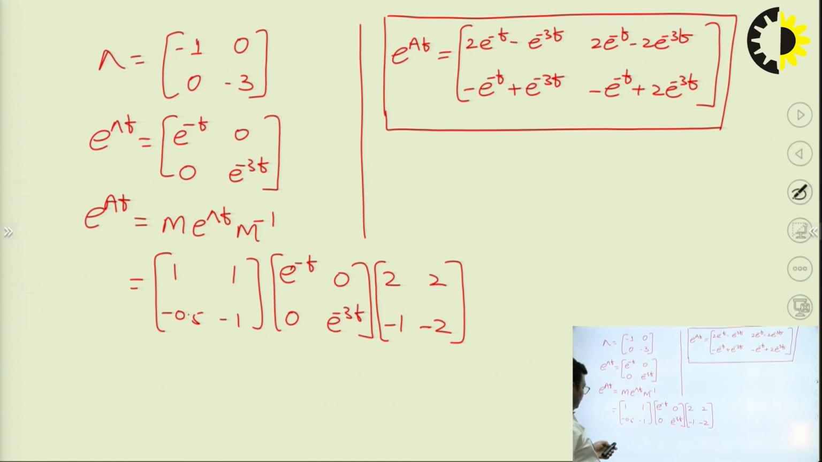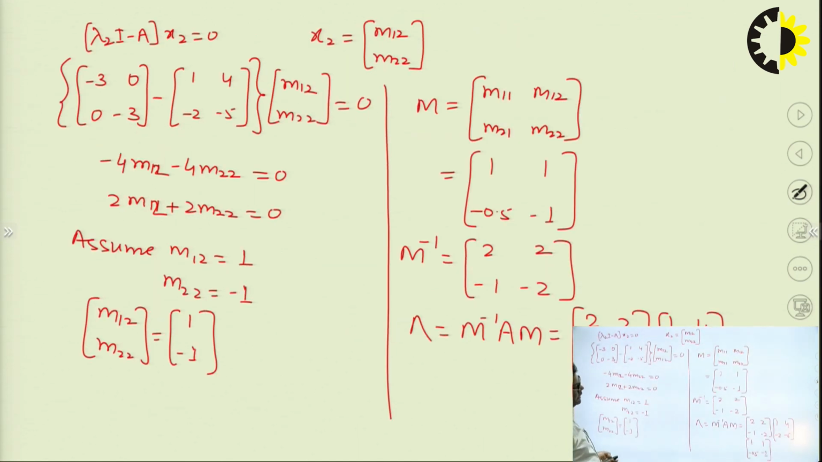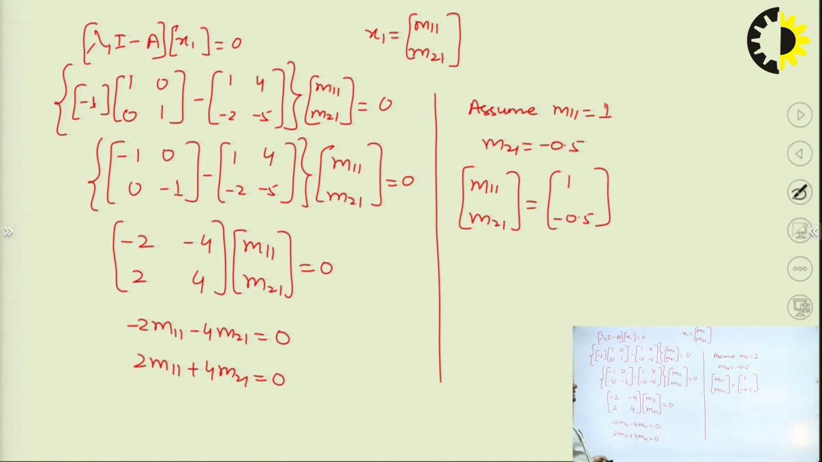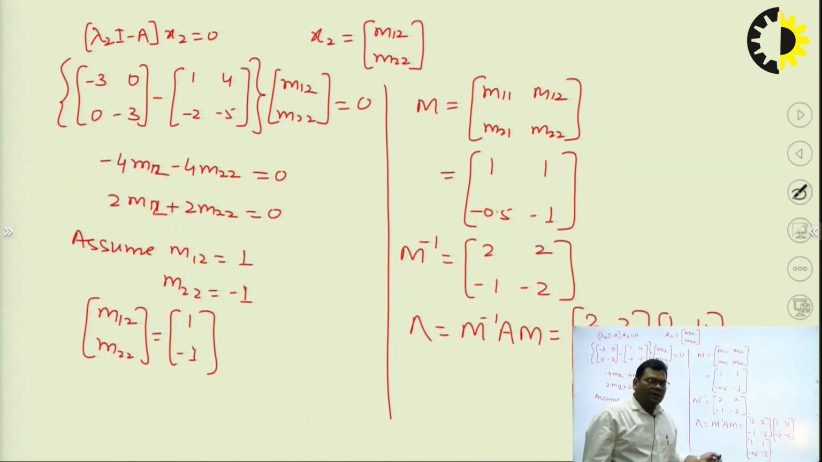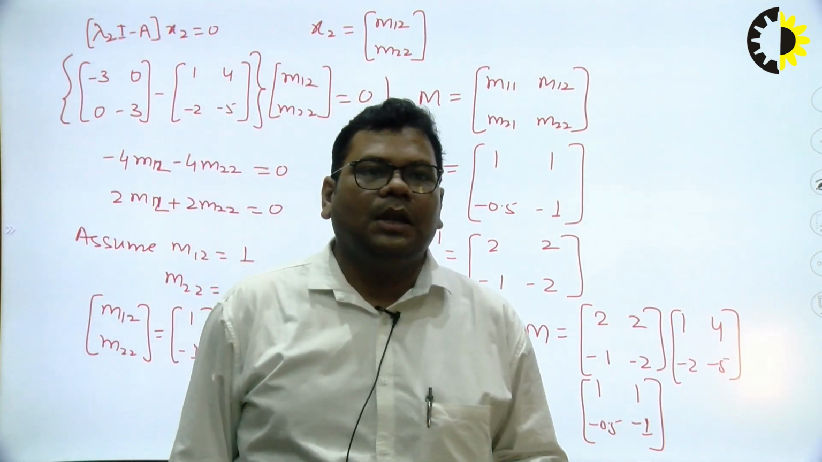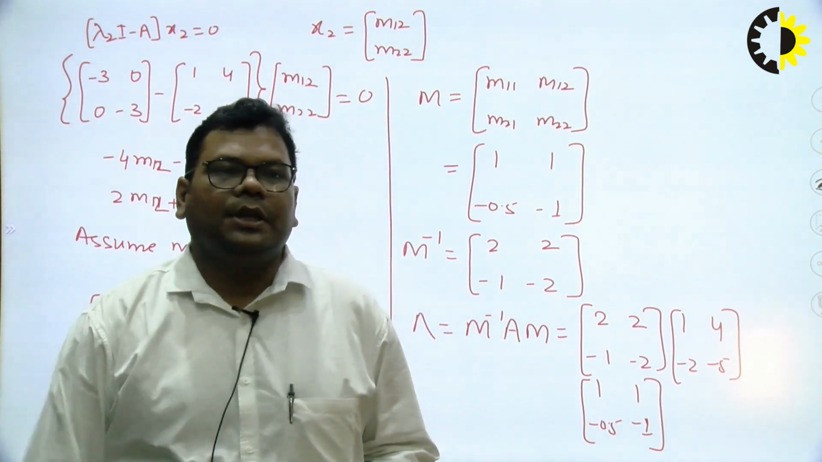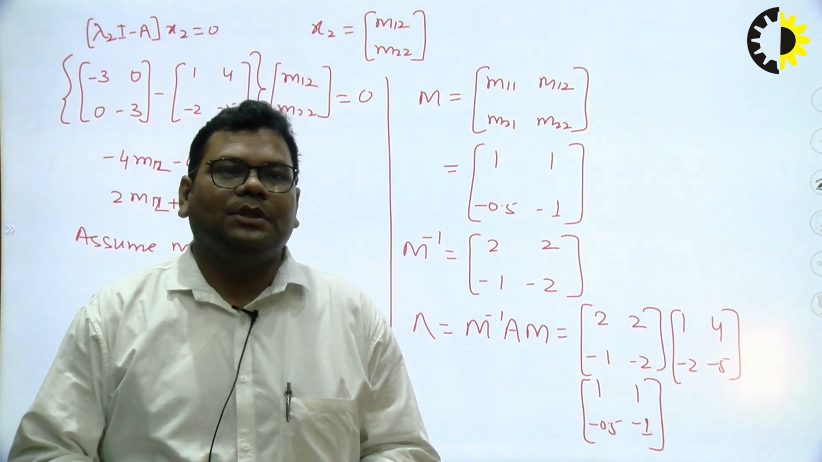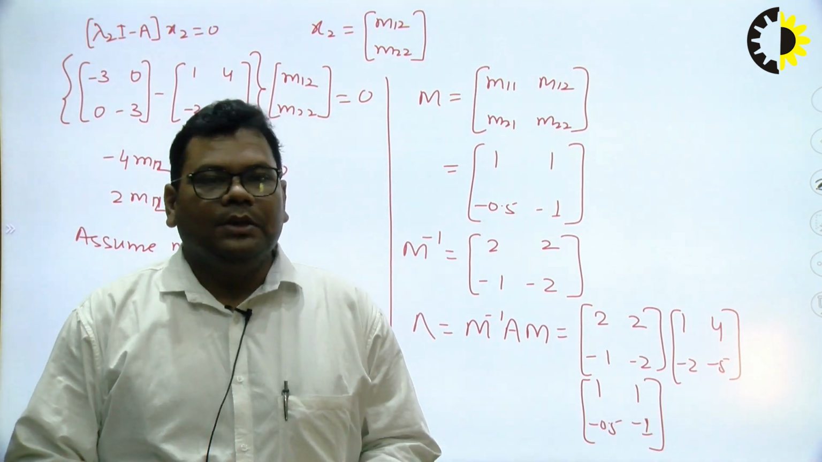The theory behind this numerical we will discuss in the next lecture, but you can see this diagonalization method can be used to find the STM. So in this lecture we have discussed the solution of homogeneous and non-homogeneous state equations, and then we have also seen how we can find the STM using the diagonalization method. So we will stop here.